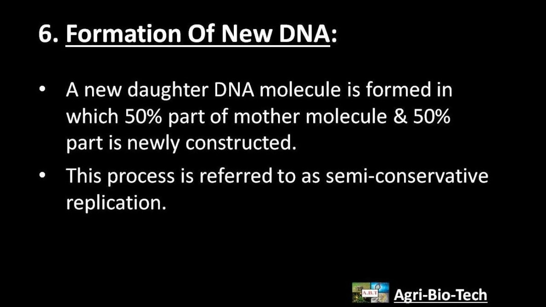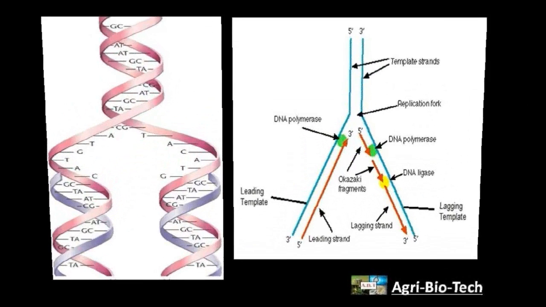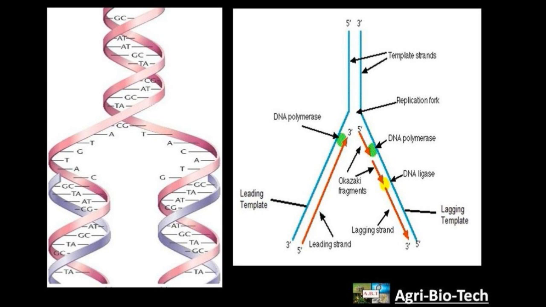Sixth, formation of daughter DNA molecule. In this way, a new daughter DNA molecule is formed in which 50% part of the mother molecule is conserved or retained while 50% part is newly constructed. Hence the process is referred to as semi-conservative replication.